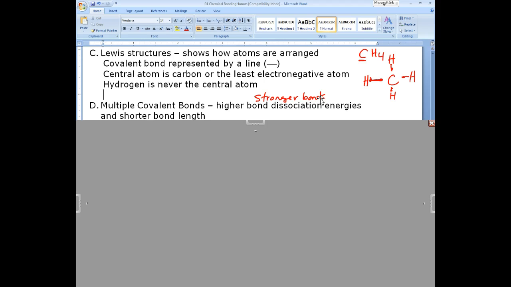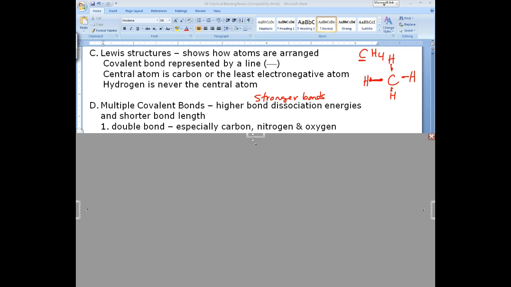So, a double bond is stronger than a single bond. It takes more energy to break that double bond than it does a single bond, just like it takes more energy to break 2 sticks than 1 stick. Also, the more electron pairs that are sharing, the closer the atoms get to each other. So, if we have a single bond like this, as we share more electrons, the atoms get closer together. Right? So, our double bonds are stronger than single bonds.